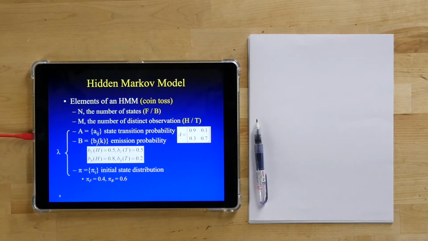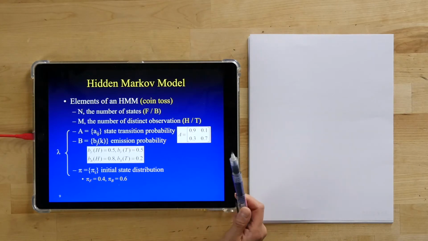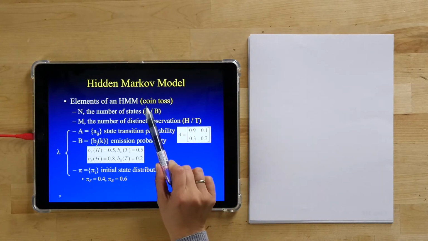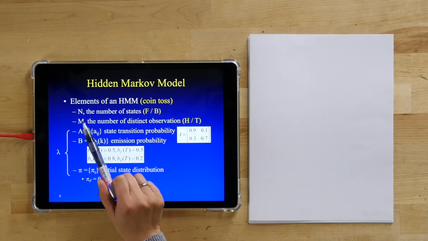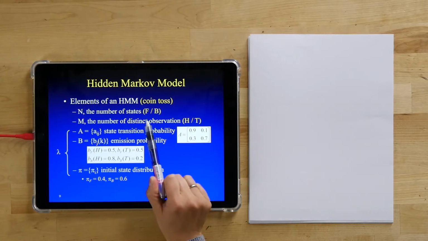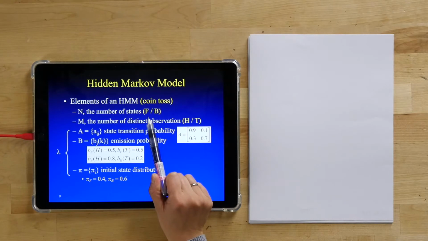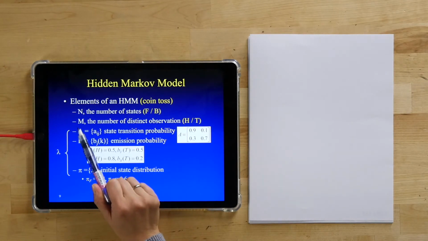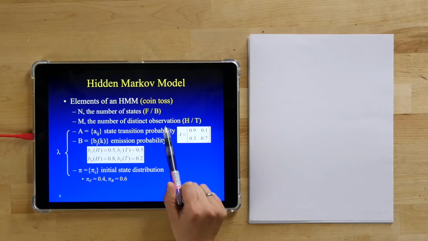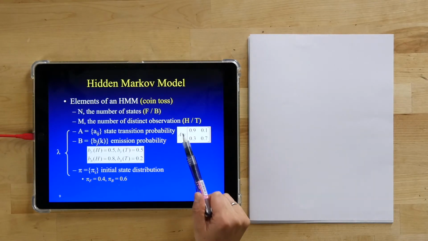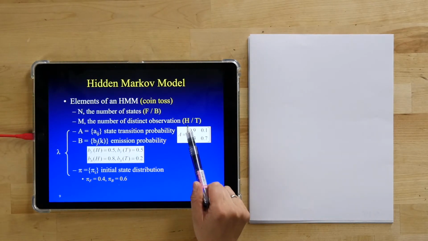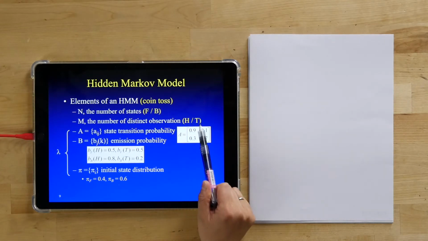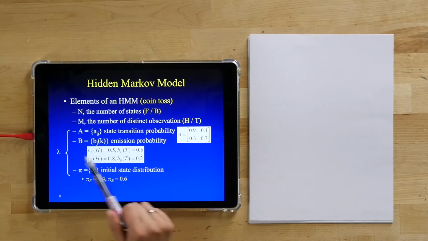So what are the elements in a hidden Markov model? Again, let's look at the elements of a hidden Markov model using the coin toss example. We have the number of states. In this case, the hidden states are the coins we use, which is a fair coin and a bias coin. We have the number of distinct observations, what we can actually observe. In this case, it can either be a head or a tail from the coin.